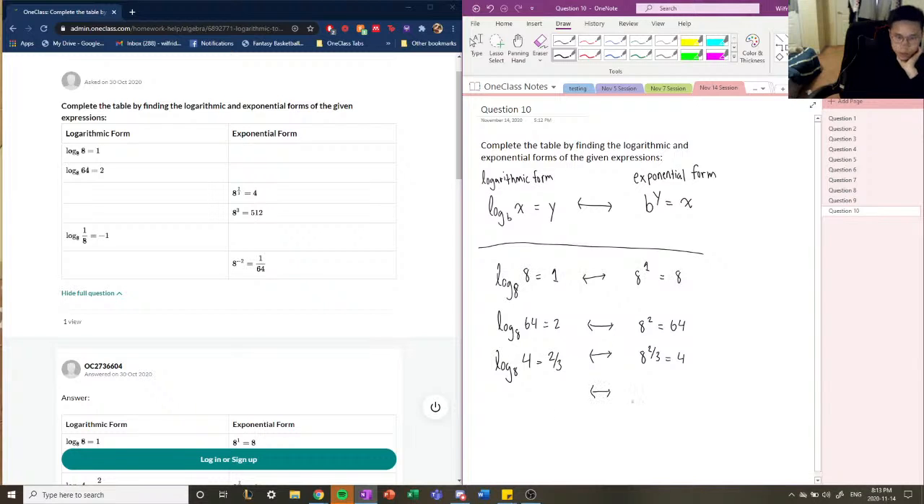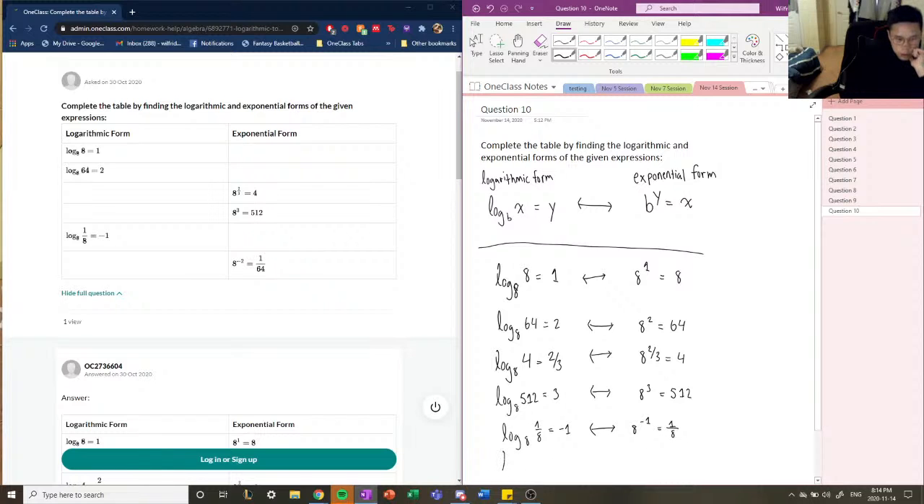Okay, next one. 8 to the power of 3 equals 512. Well, that would just be log of base 8, argument of 512, equals 3. Cool. Let's go the other way around, except this time we're going to be using negative numbers. So log of base 8 of 1 over 8 equals negative 1. That's the equivalent to saying in exponential form, 8 to the power of negative 1 equals 1 over 8.